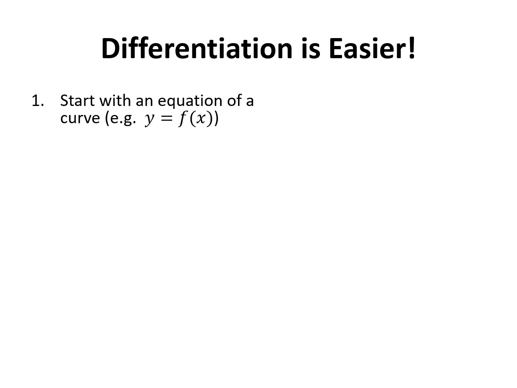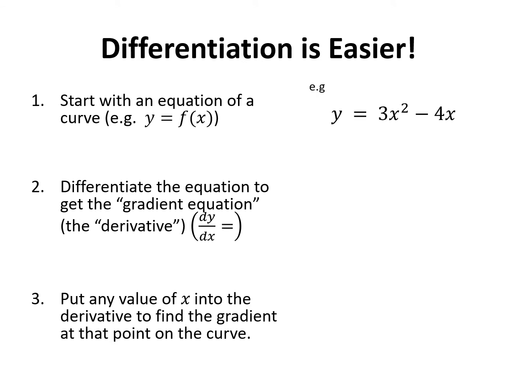Let's imagine we start off with an equation, and let's say y equals 3x squared minus 4x. That is not a straight line, that is a curve. You could plot it if you wanted to, but we're not even going to bother plotting it. We're just going to differentiate it. That means we're going to change it into dy by dx, and that will give us the gradient equation. There's a special way of doing that, and I'm not going to show you quite yet how you do it, but that is what it becomes. So the gradient equation is 6x minus 4, or dy by dx is 6x minus 4.